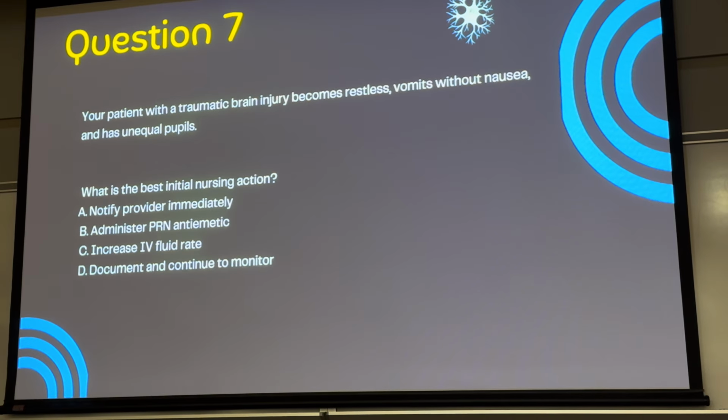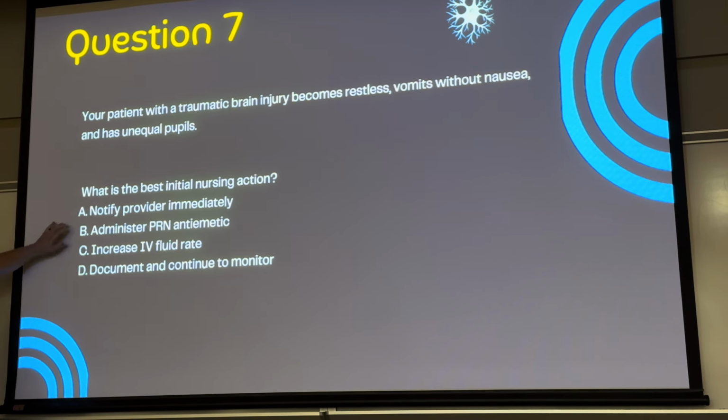Patient with a traumatic brain injury becomes restless, he vomits without nausea, and has unequal pupils. Best initial nursing action. Drew says A. Everybody agree? Okay, why?